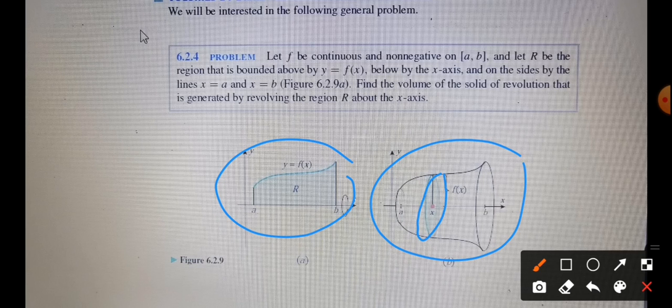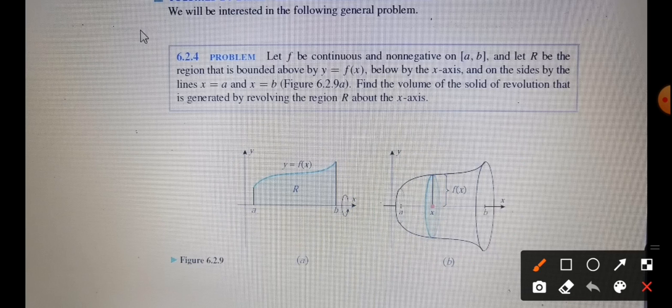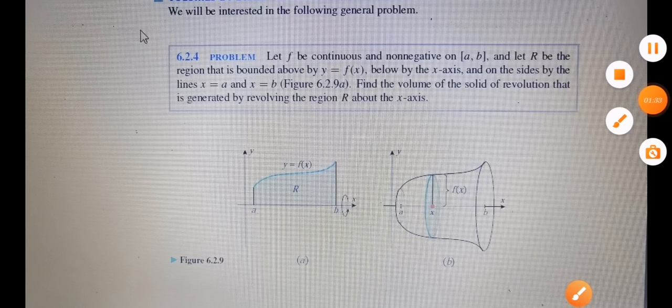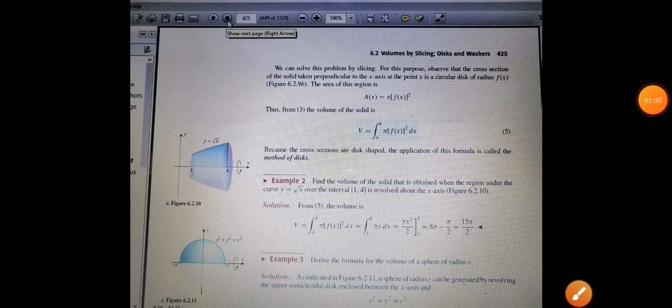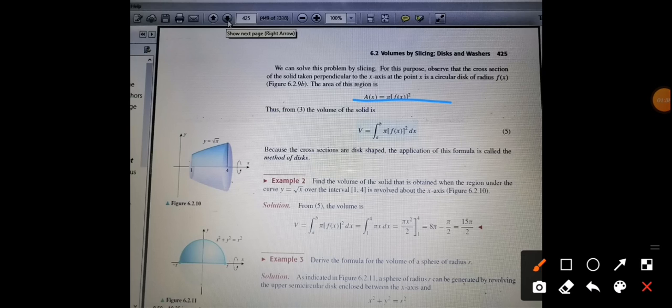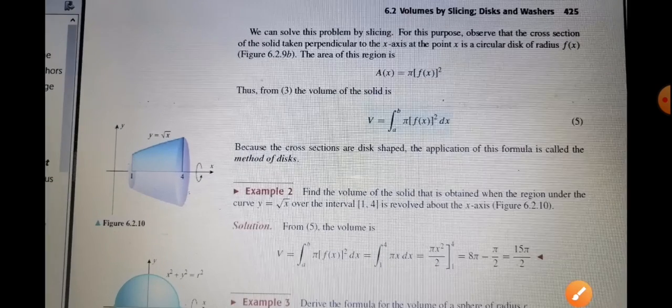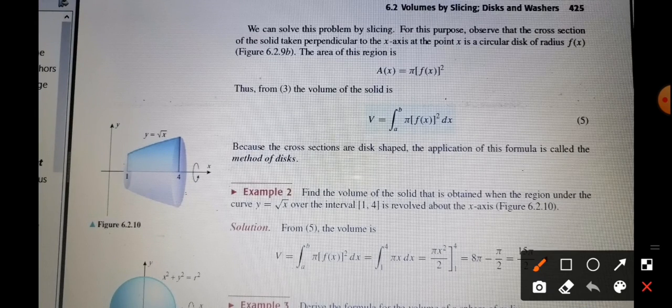So in such a case, we know that the area of a circle is pi r square, and the radius is the distance of the center from the point on the surface of the circle. So here is the distance, which is y, and y is equal to f of x, which is the given function. So the area of this disk is given by pi r square, or pi f of x whole square, and by integrating the area we can have the volume, because integrating the length we get the area, and integrating the area we get the volume. So here is the formula for the volume: V is equal to integral from a to b of pi f of x whole square dx.